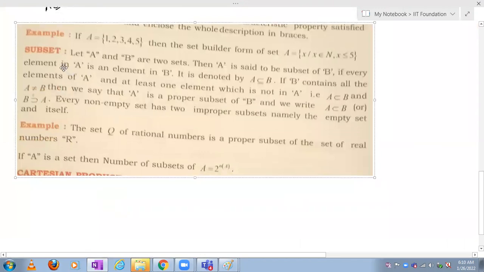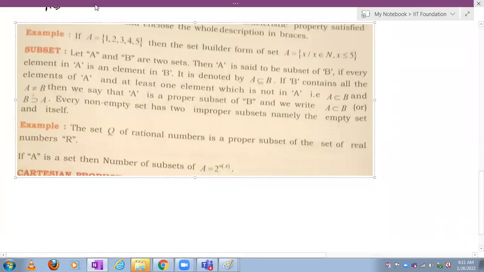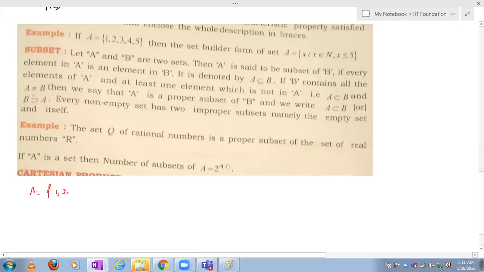See here, subset means what? Suppose there is a set A equal to 1, 2, 3, 4, 5. Now set B will be there: 1, 2, 3. What can you say about this set? C is another set: -1, 0, 1, 2, 3, 4, 5, 6.